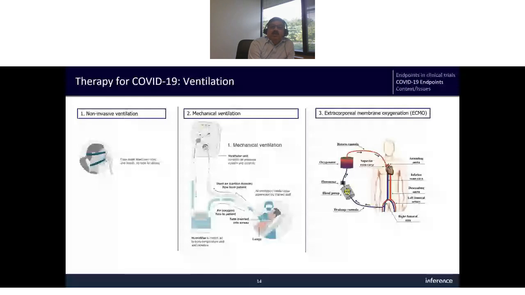The last one, ECMO, is a much more invasive procedure. Here, basically, the blood is purified outside the body and then circulated back into the body. So, you can see, this would be useful for extremely critical patients.